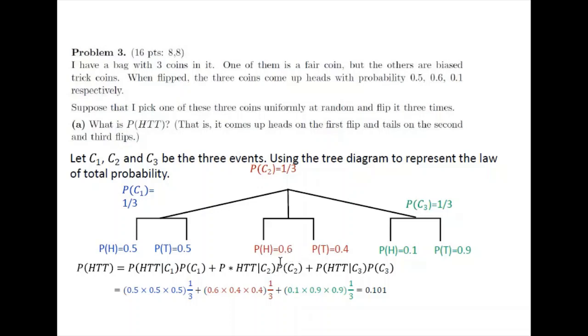And again, if I picked C2, then the probability of HTT, given that I picked C2, the probability of H and T in C2 is 0.6 and 0.4. So it's 0.6 times 0.4 times 0.4. But if I picked C3, the probability of picking it is again 1 divided by 3, but the probability of HTT, according to this information, the probability of H and T for the third coin is 0.1 times 0.9 times 0.9, and you should obtain the probability of HTT by using the law of total probability.